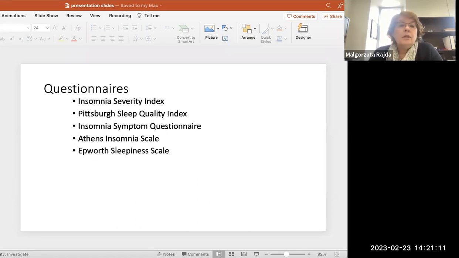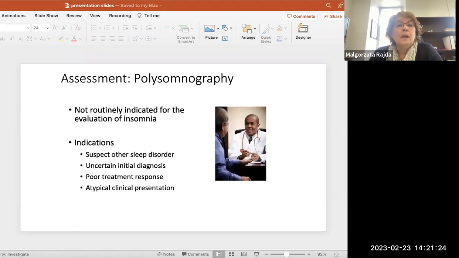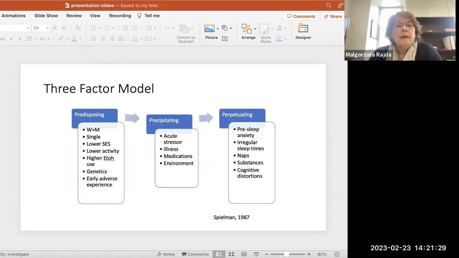So here is a list of some of the questionnaires that we use in evaluating the severity of insomnia or monitoring their progress during treatment. As I mentioned, polysomnography is not indicated. And now what do we do? So first, I conceptualize insomnia.